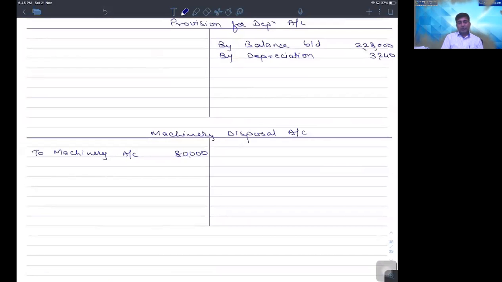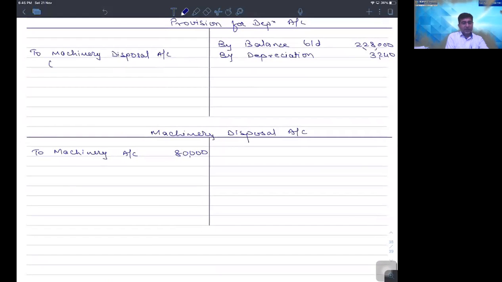Accumulated depreciation on that asset also needs to be transferred. How much accumulated depreciation? To machinery disposal account will be... कितना पहले का कितना था? 80,000 minus 64,800 that is 15,200 opening balance का, प्लस इस 6 महीने का जो depreciation चार्ज किया that is 3,240. So total that will be transferred to disposal account will be 18,240.